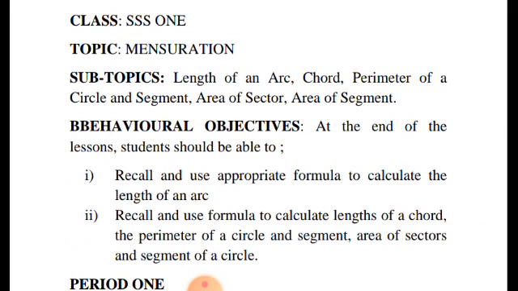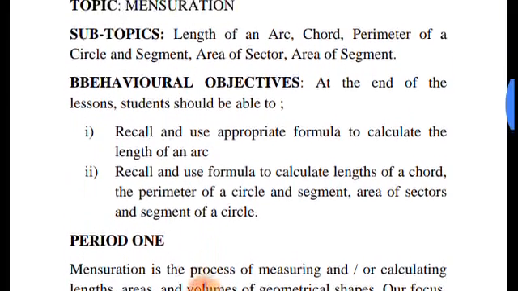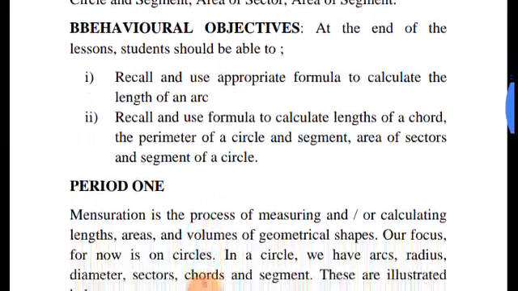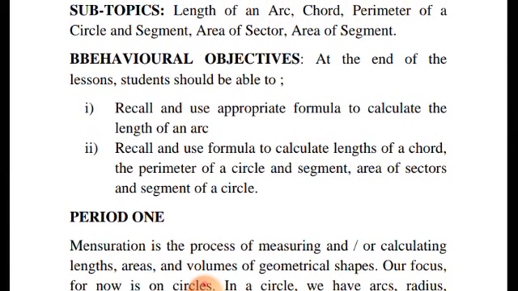Now, today we will focus our attention on period 1. And under that period 1, we look at the meaning of mensuration. We also look at the length of a chord of a sector. Now, what is mensuration? Mensuration is the process of measuring and or calculating length, area, volume of a geometric shape. For today, our attention is going to be on a circle.